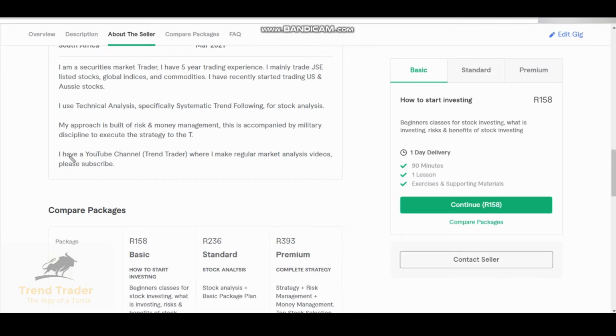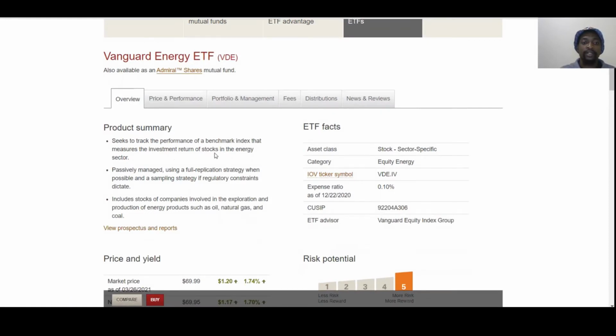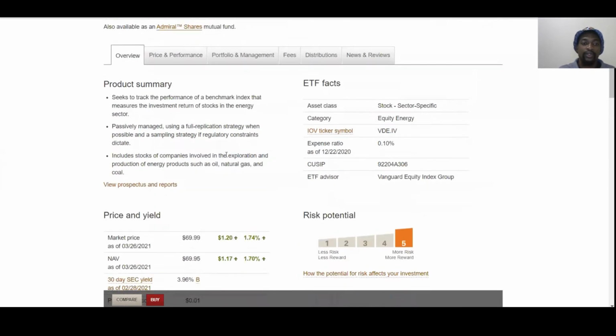Okay, thank you. Now let's go back to the Vanguard Energy ETF. So you see this one, it's a sector ETF. It does not track the overall market. This one measures the investment return of the stocks in energy. So at this moment, we are bullish on US energy stocks. Well, we also have some energy stocks here on the JSE, but the focal point at this moment is the US market. This one is a passively managed ETF, and it includes companies that are involved in exploration and production of energy products such as oil, natural gas, and coal.